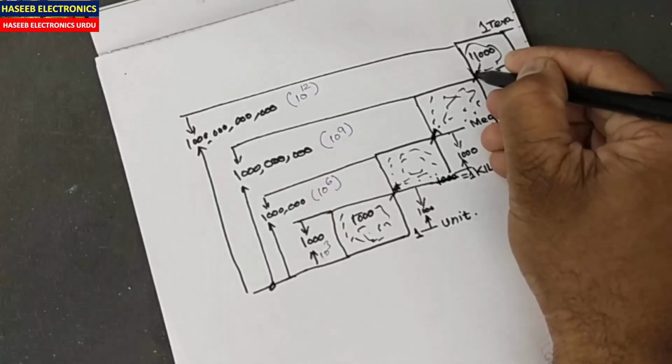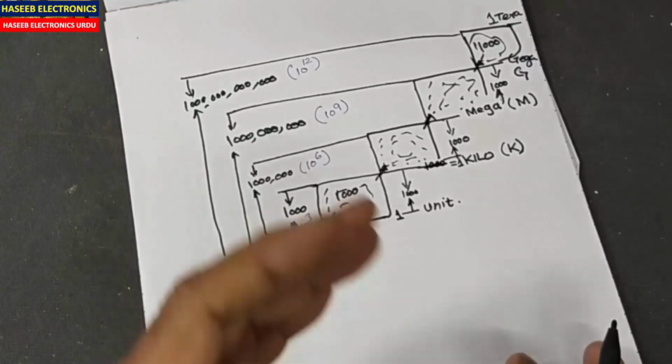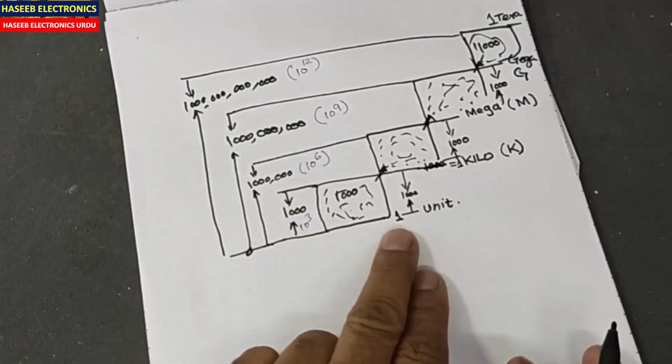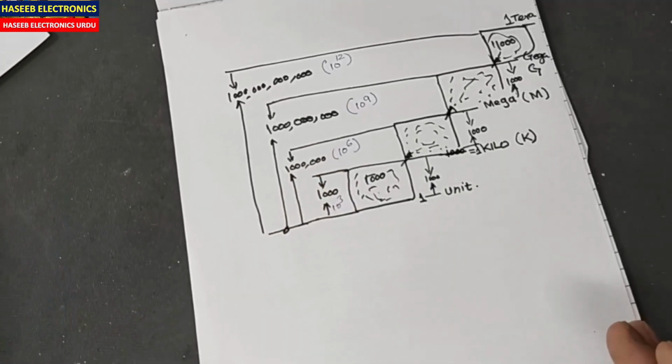These are the major units. In electronics engineering and electrical engineering, the unit 1 is a big unit. It is divided into more portions.